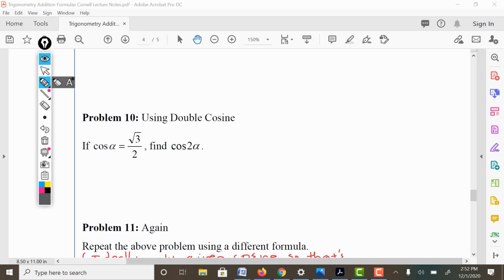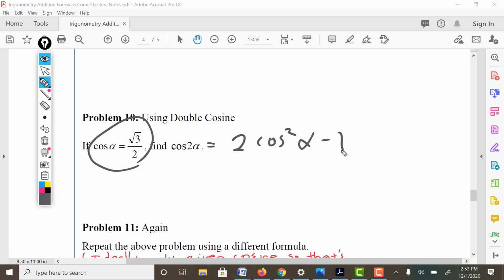Okay, let's do some math. Here's our first double cosine. They gave us the angle. I'm going to go ahead and use the formula that only uses cosine. Remember, there are three formulas. One of them had cosine and sine, one of them just used sine, and one of them just used cosine.